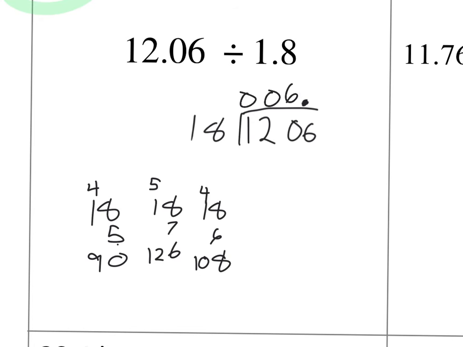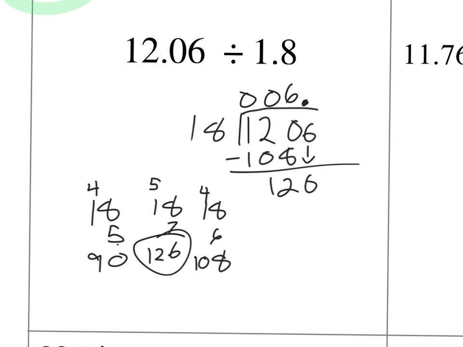So it's 6, and it makes 108. We subtract and we get 12. Bring down our 6. And look at this, we already know how many times because we did that. So it's 7. So our answer to this is 6 and 7/10 because those zeros don't mean anything to us now. So this right here is our answer.